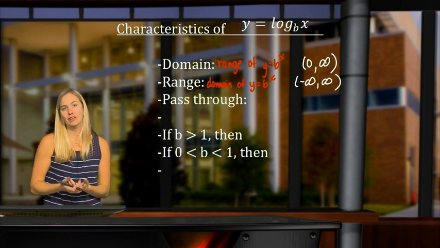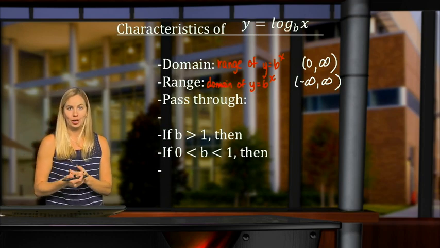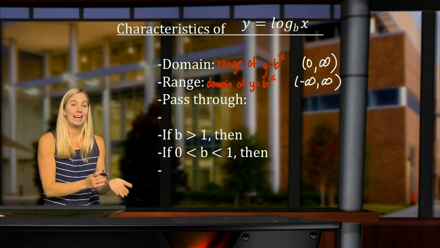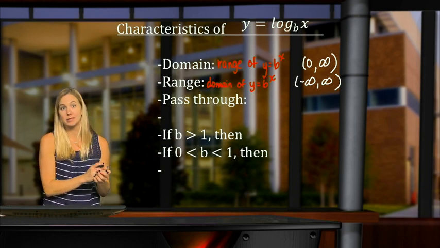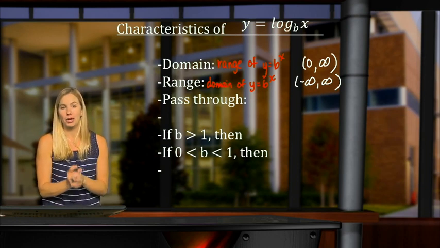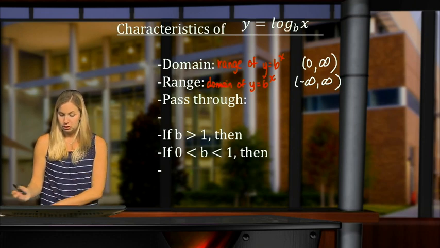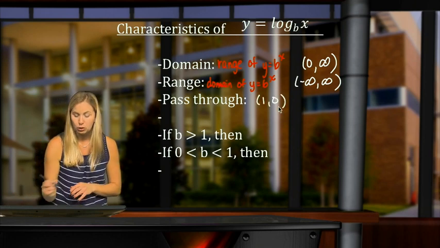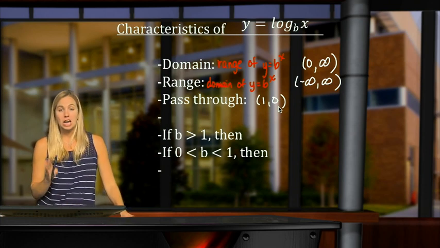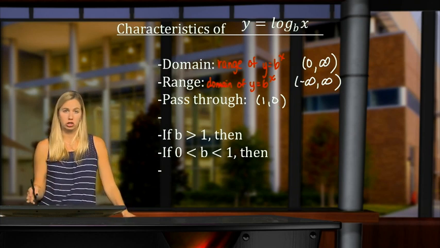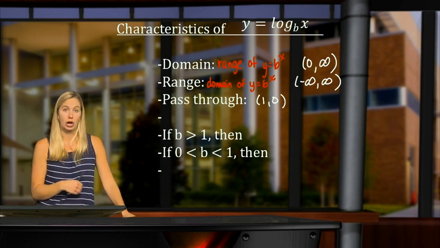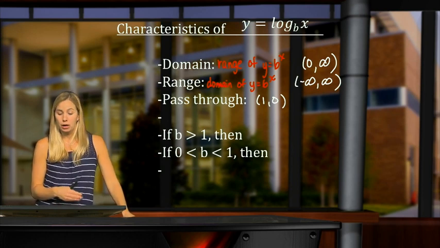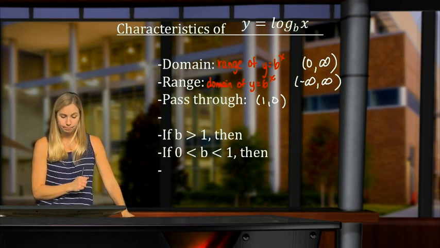What points are all of my log functions going to pass through? Look at that ordered pair that all exponential functions pass through. All of our exponential functions pass through the point 0, 1. So all of our log functions are going to pass through the point 1, 0. And again, this is not accounting for any type of horizontal shift or vertical shift or reflection or any other transformation for that matter. Okay, this is just our parent function.